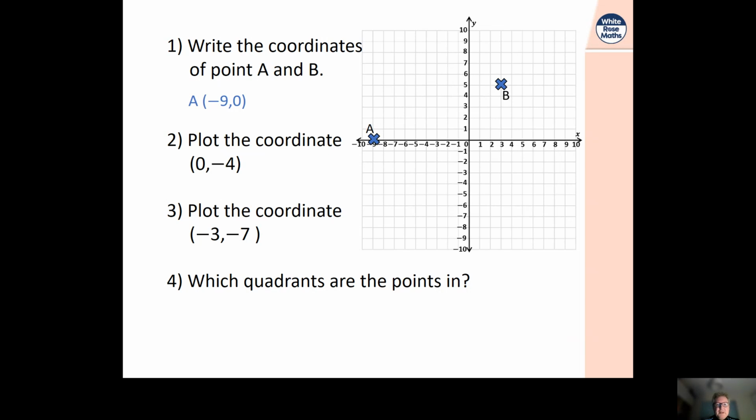So the coordinate here of A, which of the quadrants is that in? Remember, this was the first quadrant, and we go counterclockwise. This is a continuation of the y-axis here. This is a continuation of the x-axis along here.